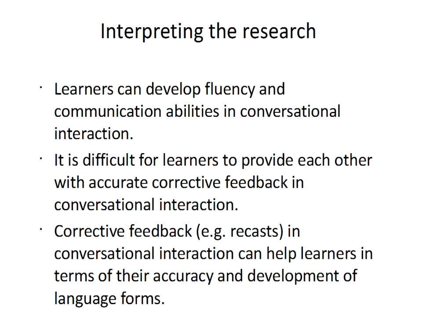Okay, it is difficult for learners to provide each other with accurate corrective feedback in conversational interaction. Remember, it depends mainly on conversational interaction between two. So if this conversation is happening between two learners, then it is very difficult to give corrective feedback. When the learner is having a conversation with a native speaker or a professional speaker of the language, then this professional speaker can give him the correct structure, so he can correct his errors. But if both of them are learners, then it is very difficult to give corrective feedback. So they don't help each other much.